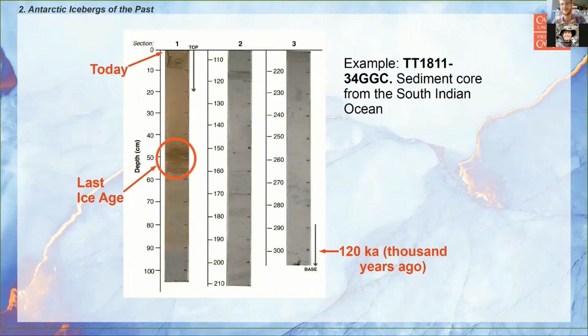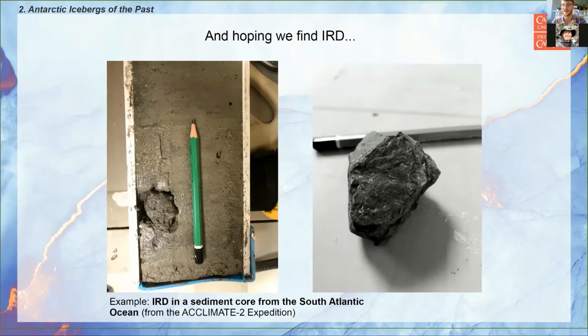And if we're lucky, when we bring these cores out of the ocean, we might find evidence for iceberg presence in the past. So this is from an expedition in February to the South Atlantic Ocean. We brought this core up and opened the core in half, and we see this beautiful chunk of Antarctica sitting in the mud. And they're not usually this obvious.